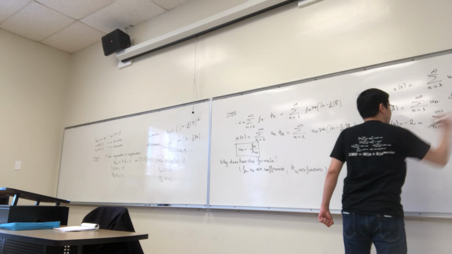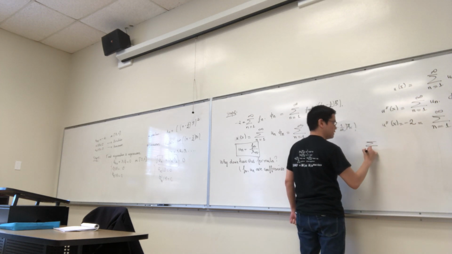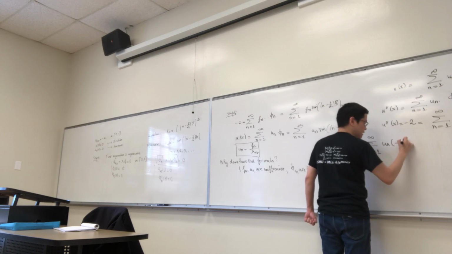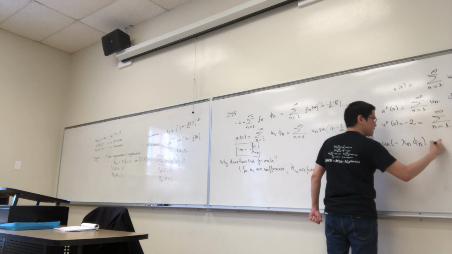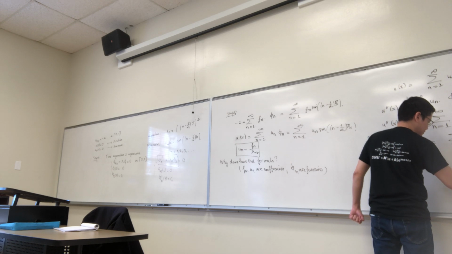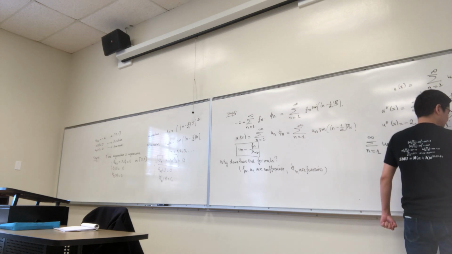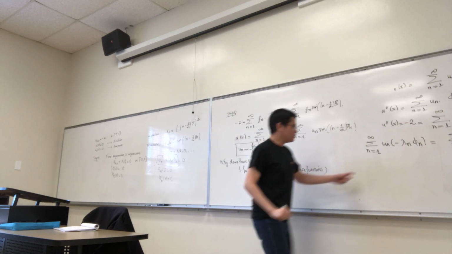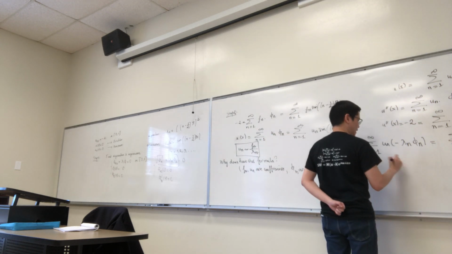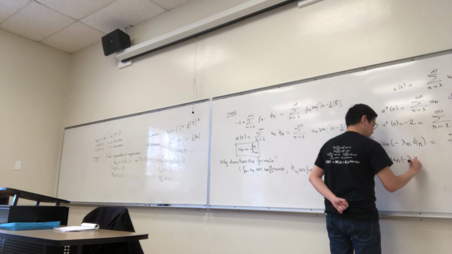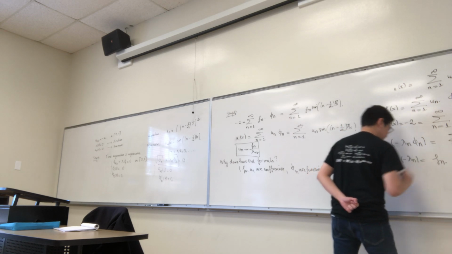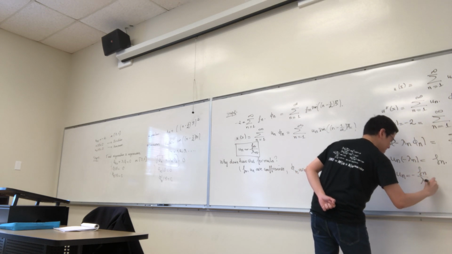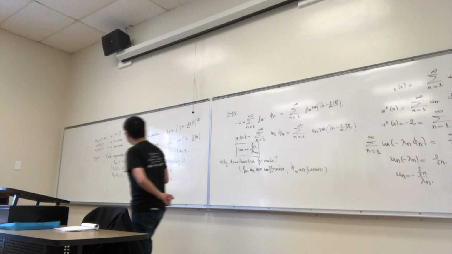So now you compare the two. You're going to have the sum from n equals 1 to infinity of un times minus lambda n phi n equals the sum from n equals 1 to infinity of fn phi n. All right? So here I have a minus, which means that un times minus lambda n is fn. So then you have un is minus fn over lambda n. It's clear?